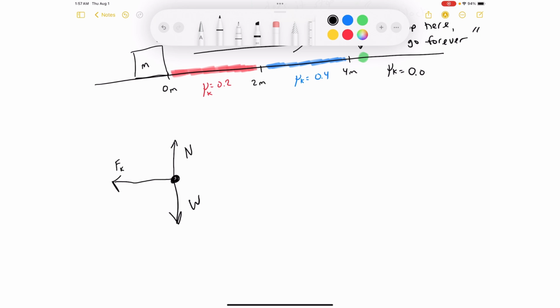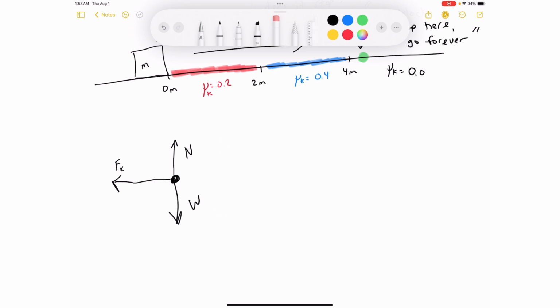Now, the normal and the weight, these two are equal. You're like, how do you know they're equal? Well, because if they weren't equal, then it would be accelerating in the up, down, or y direction. Because it's not, they have to be equal, right? The normal force has to equal the weight. Like I said, if they weren't, it would be moving in the up, down direction, or y, and it's not.